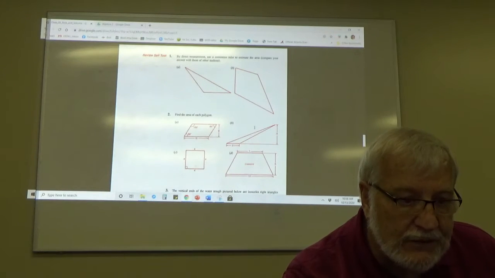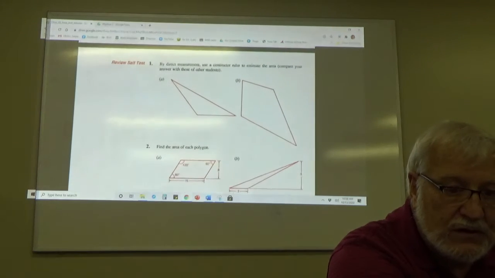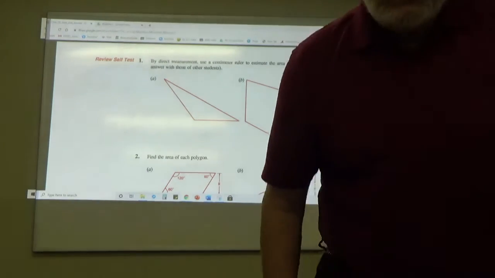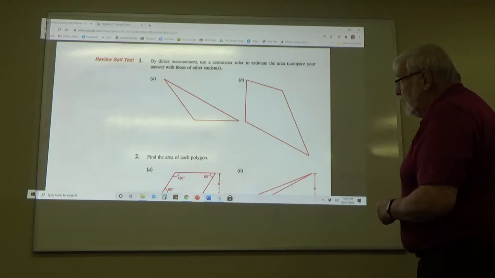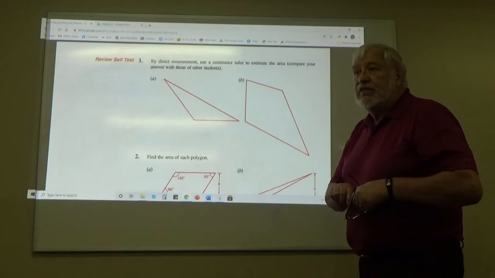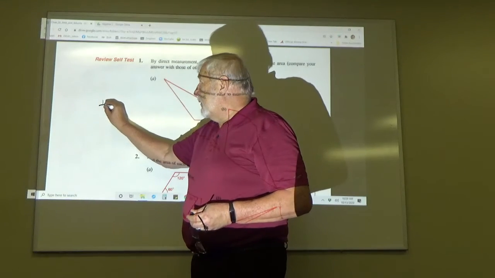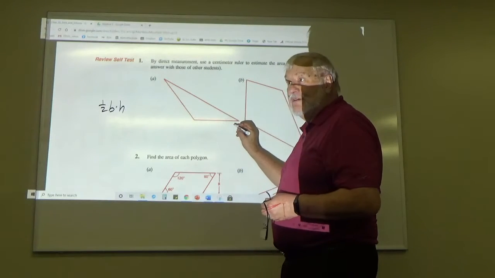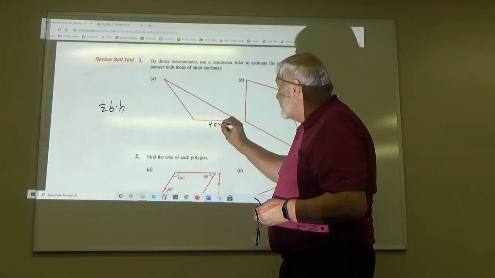All right, self-test. Let's look at this first problem. Can you read that? Let me try to make it larger. All right, okay. By direct measurement, okay, we don't have that. All right, use a centimeter rule to estimate the area. Compare your answer with those around you. Okay, so what do we have to do to find the area of A? First of all, what's the area of the triangle? 1/2 base times height. Okay, so we're going to have to measure this. All right, let's say that this is 4 centimeters.